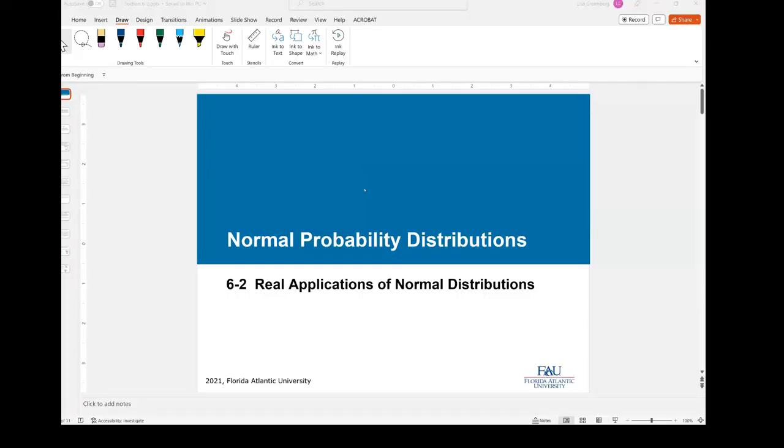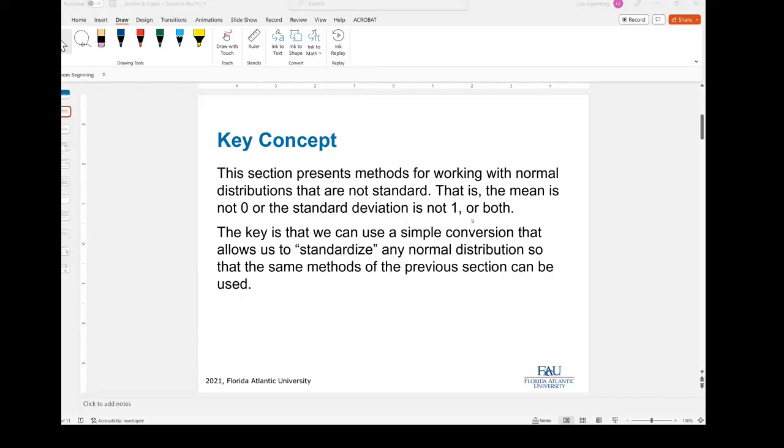Hey, everybody, and welcome to 6-2 Real Application of Normal Distributions. I think this is a pretty quick section. We'll go over a few things and then we'll do some problems. Okay, so this section presents methods for working with normal distributions that are not standard.